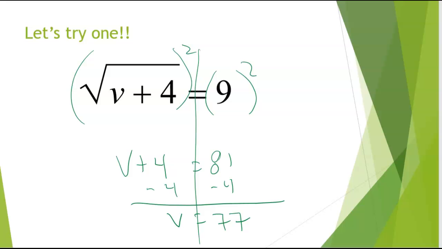Ta-da! If we go to check it, 77 plus 4 is 81. The square root of 81 does equal 9. Yes, done. We did good.